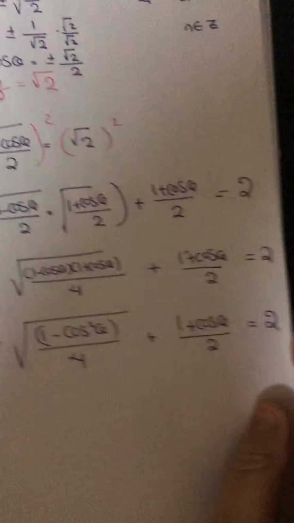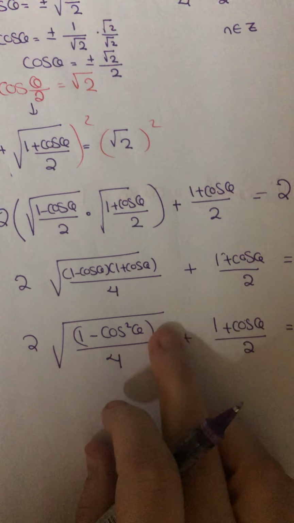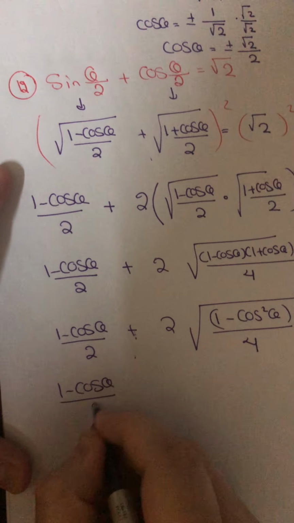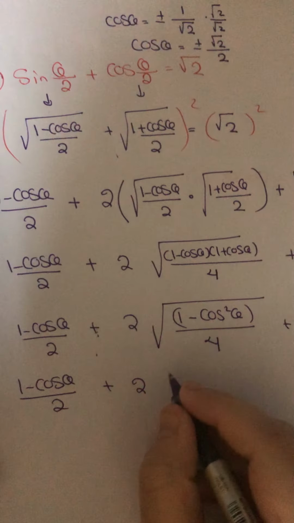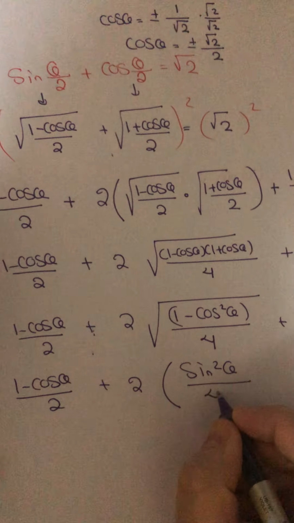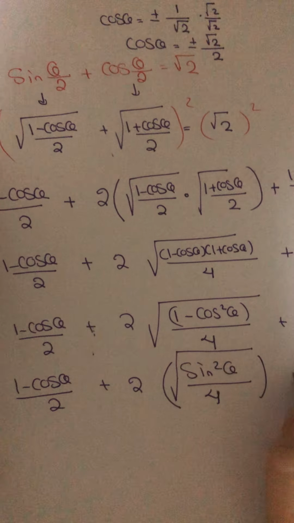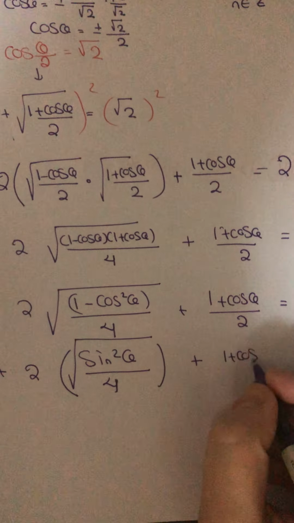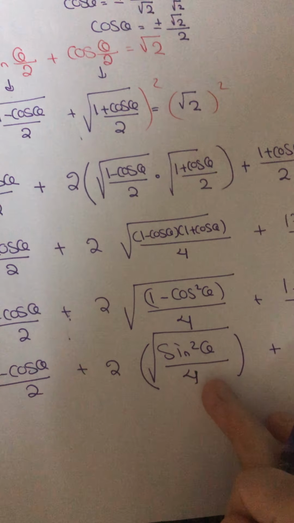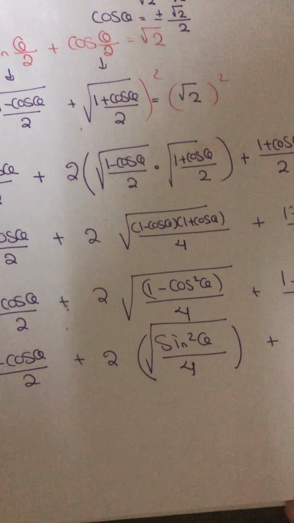And what is 1 minus, sorry, this is what I wrote. What is 1 minus cosine squared theta? It's sine squared theta, Pythagorean identity. So I can write again 1 minus cosine theta over 2 plus 2, and here I just changed this to sine squared theta over 4 under the root. Okay, these are all under the root until now. Plus 1 plus cosine theta over 2 equals 2. Okay, this is a square and this is a square, right? I can take this out as sine theta and this out of the root as 2.